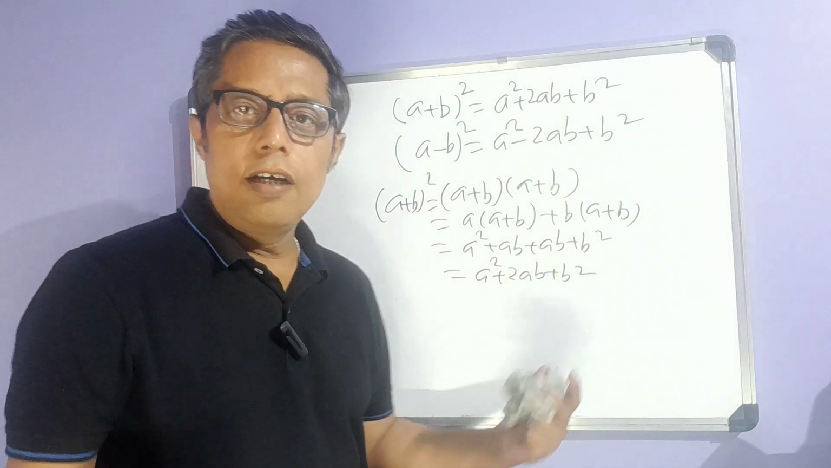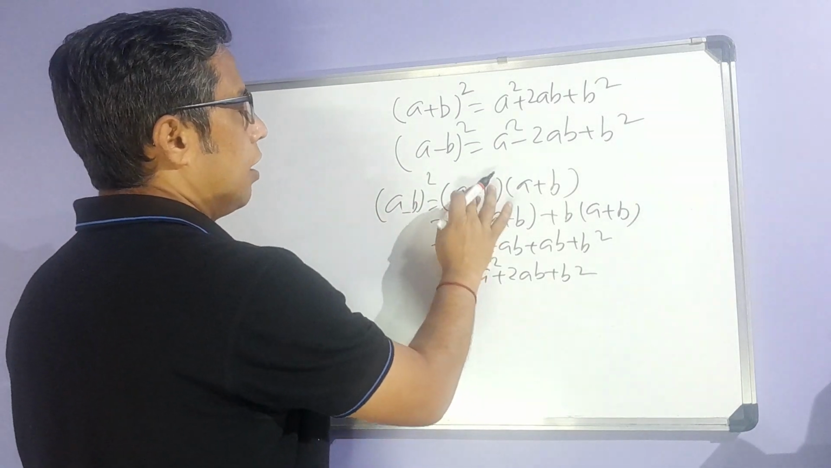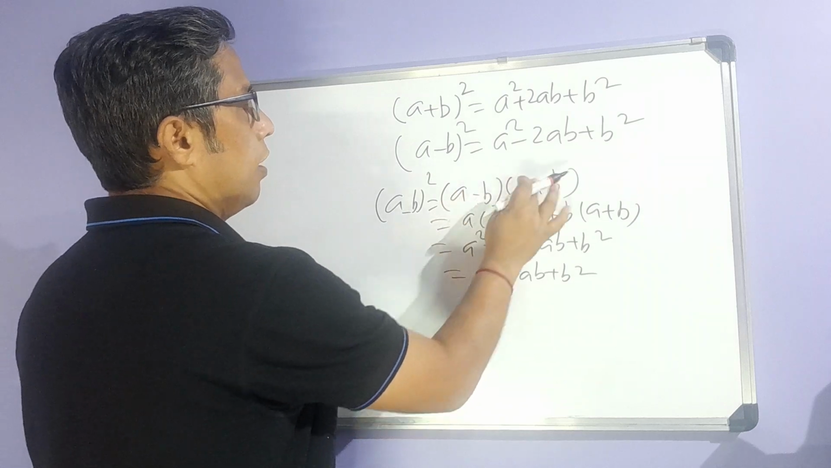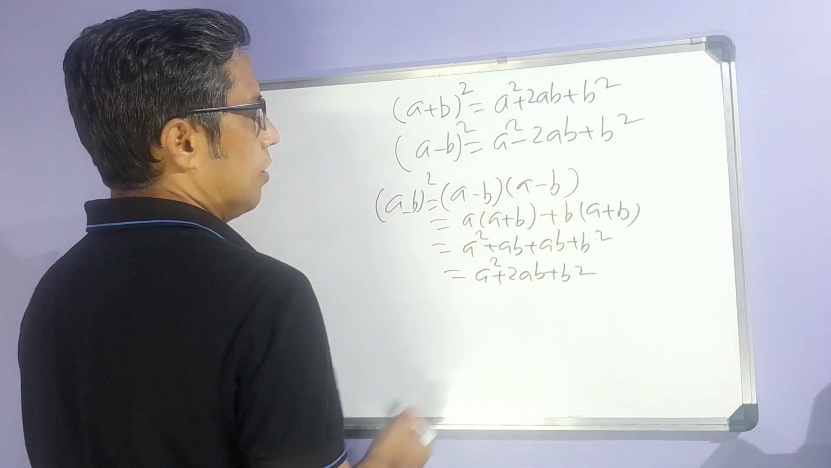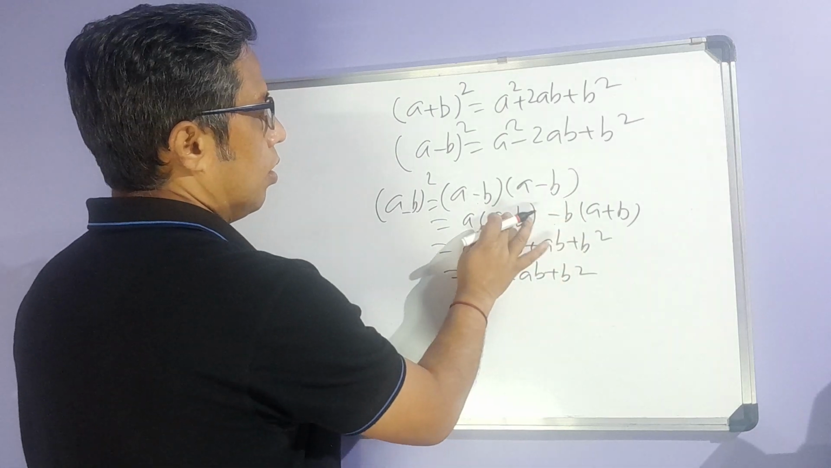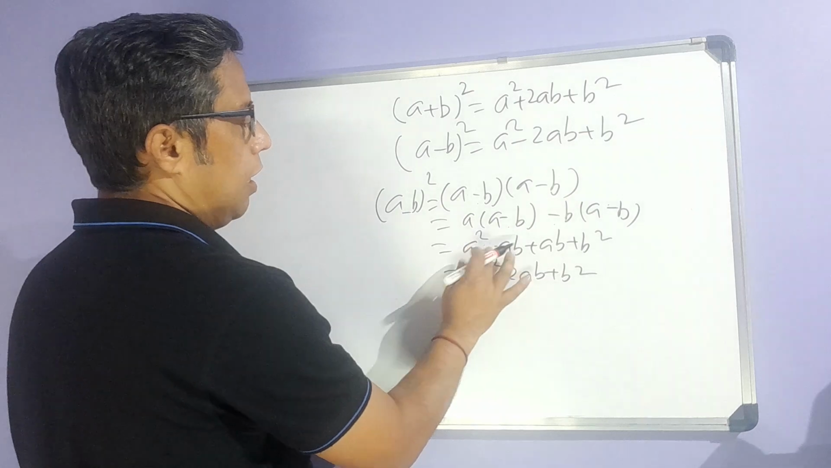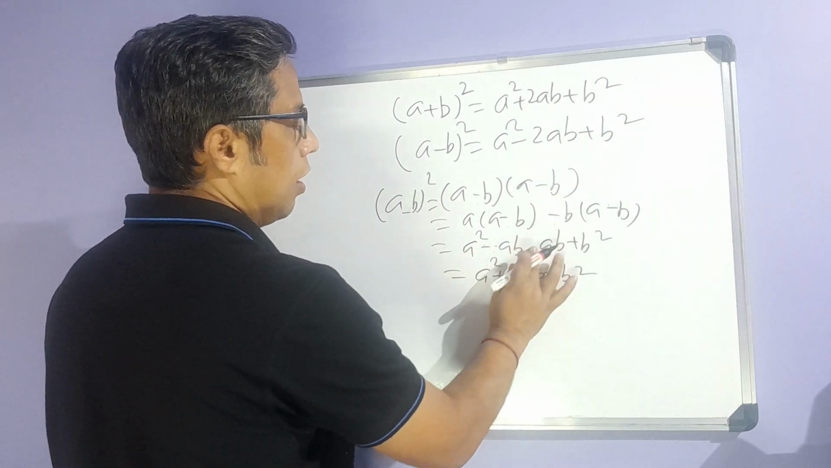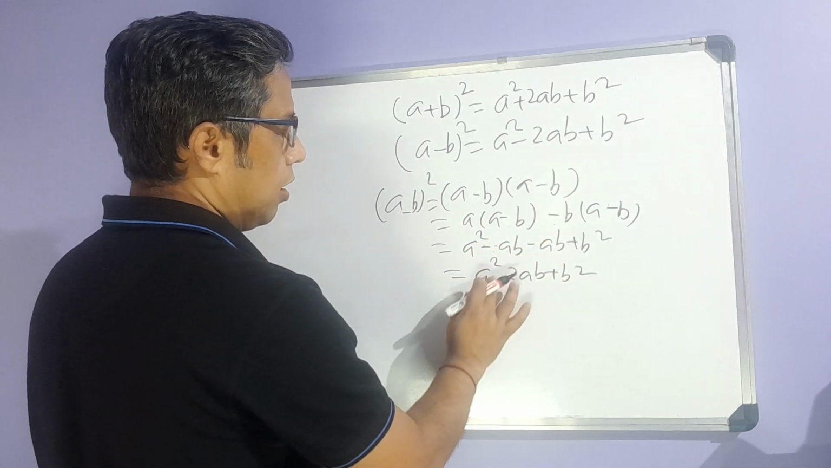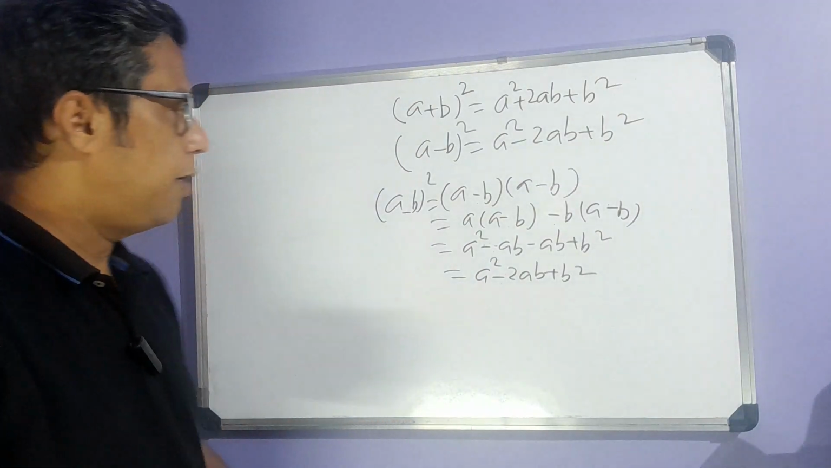That's it. Done. So if here it is minus, you'll get minus, minus, right? So you are getting the minus sign, minus sign. That's it. Done. Ready. So these are the base formulas.